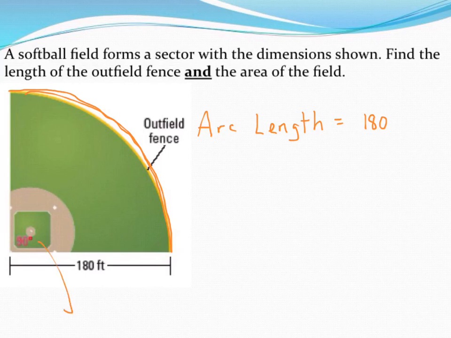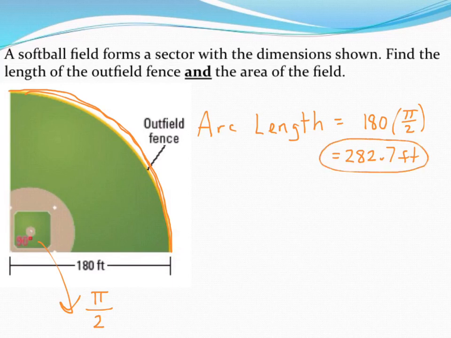So if I take 90 degrees, I can convert that, or take a look at my notes, I can see that 90 degrees is pi over 2 radians. So that's what I'll need to use in my formula. 180, my radius, times pi over 2, my angle, measured in radians. Otherwise, it absolutely will not work. Doing this gets me a length of the fence of 282.7 feet. Remember, it's arc length, so it's just a distance, so about 283 feet along the fence.